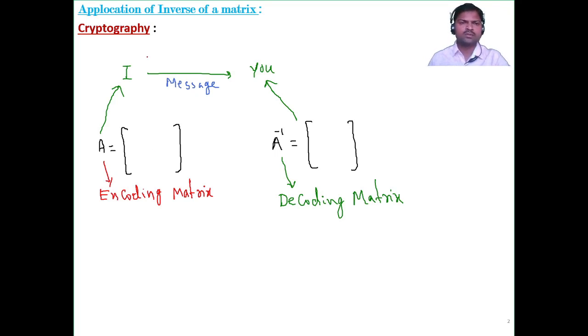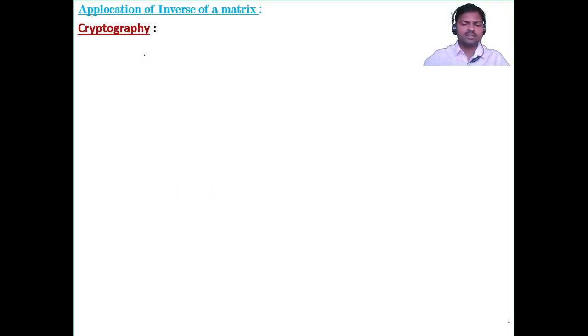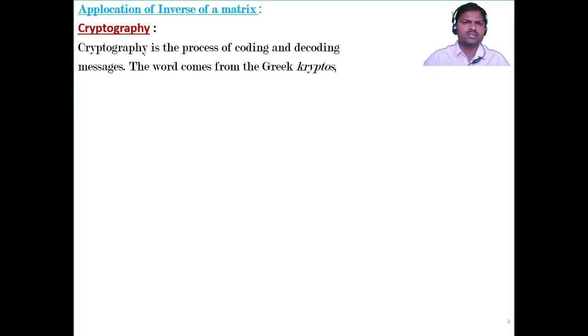First let us have some details about cryptography. Cryptography is the process of coding and decoding messages. The word comes from the Greek word cryptos. Cryptos means hidden. It's nothing but privacy, that's what I told you just now. So it maintains privacy, meaning hidden.